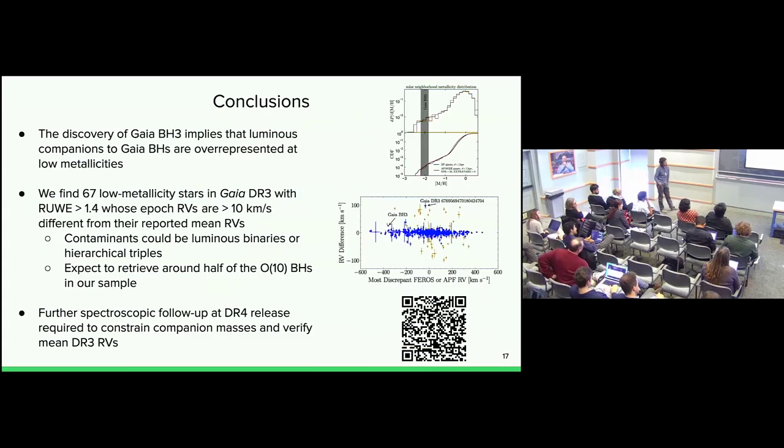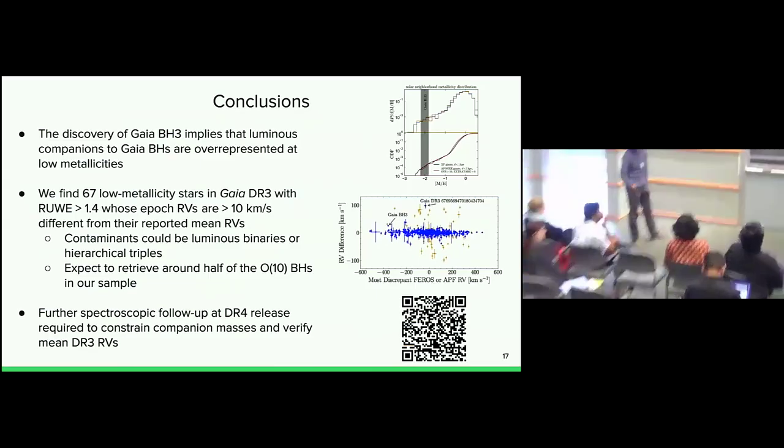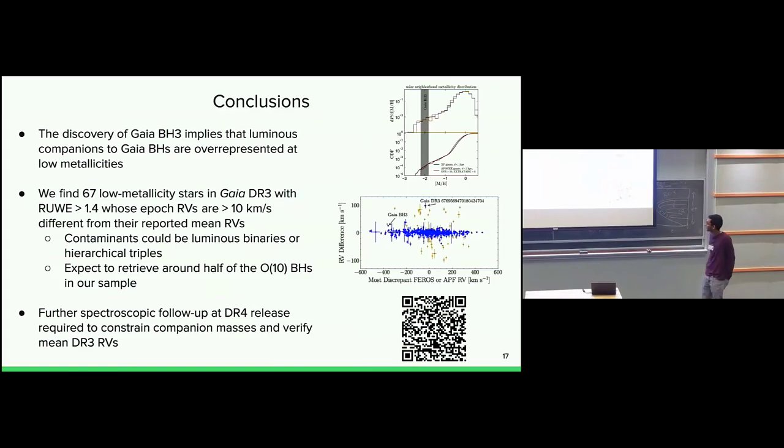I did not consider the effect of streams. We intentionally made cuts on tangential velocity and other quantities in order to remove contaminants that might be higher metallicity from a disk component. So we think that a lot of the stars are from the halo component of the galaxy, and we do indeed see that Gaia Black Hole 3 is on a halo-like orbit. But yeah, I didn't consider the effect of streams specifically.